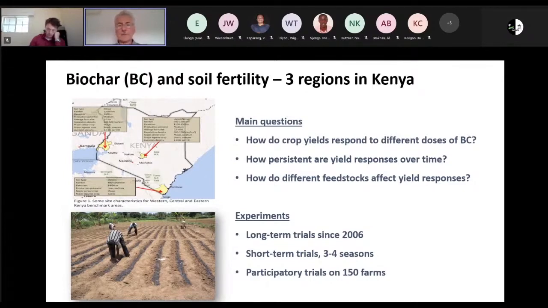And we addressed this by setting up 3 different experiments. The first one started in 2006. It's a long-term trial, which is still ongoing. Then at 9 sites we have short-term trials running 3 to 4 seasons. And we also have participatory trials, which Mariam Bianca already mentioned before, together with 150 farms.